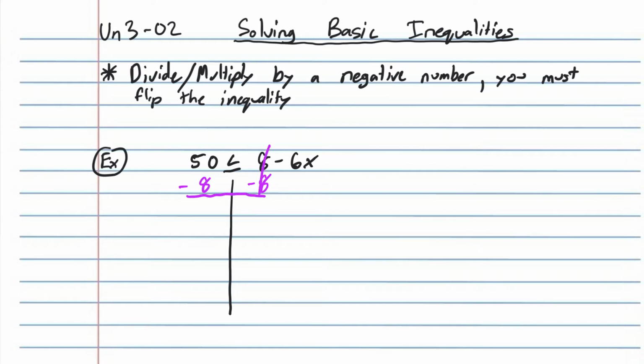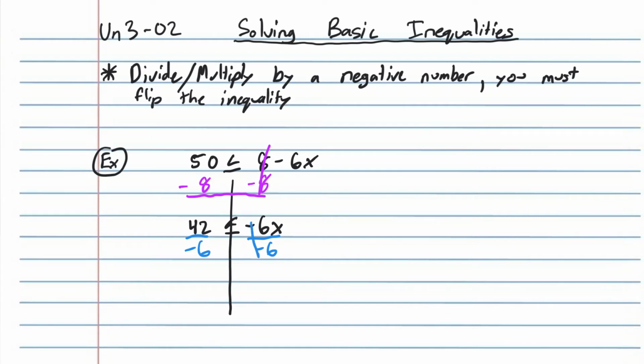with our leftovers, we still have a negative 6x, and then 50 minus 8 is 42. Now we subtracted, so nothing's changed so far. The only added rule is if you divide or multiply by a negative, and we haven't done that yet. So our symbol is still less than or equal to. Now we have to get rid of that negative 6. The same way we've done with equations, we would get rid of it by dividing. Whatever you do to one side, do to both.